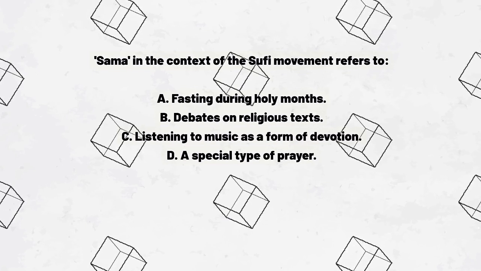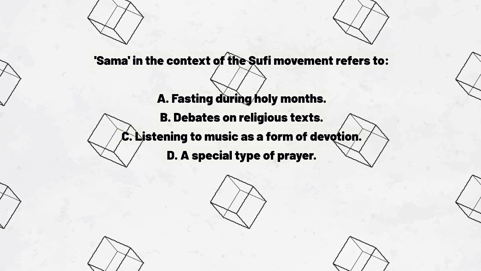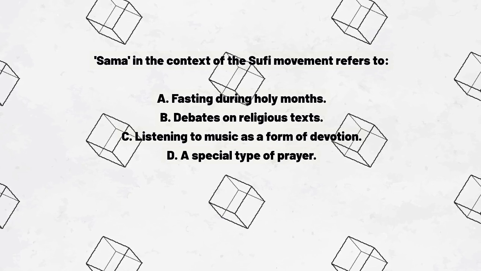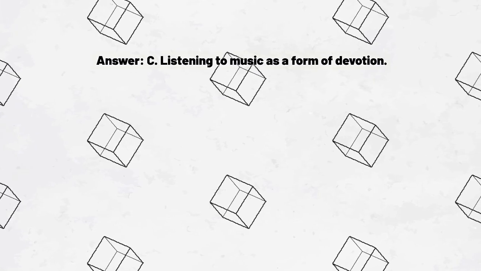Sama, in the context of the Sufi movement, refers to: A. Fasting during holy months, B. Debates on religious texts, C. Listening to music as a form of devotion, D. A special type of prayer. Answer: C. Listening to music as a form of devotion.